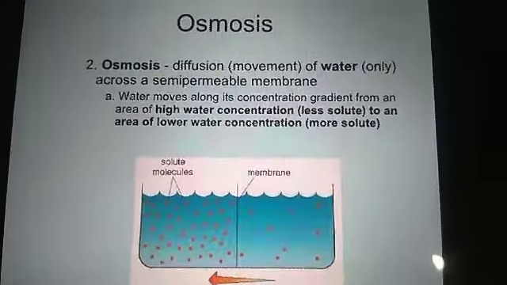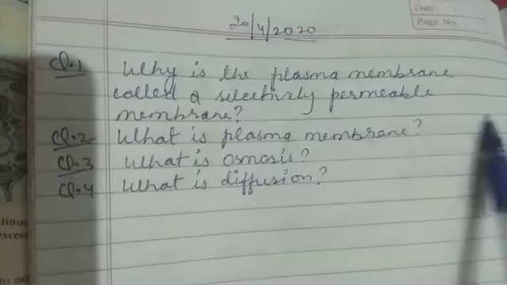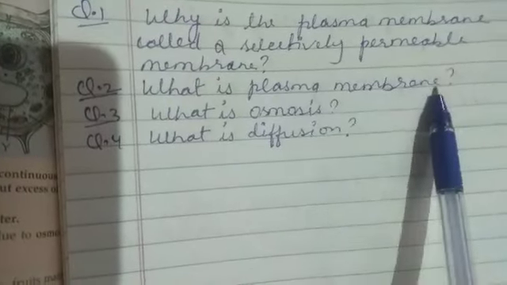Now let's check our knowledge by looking at some questions. Question number 1. Why is the plasma membrane called a selectively permeable membrane? Question number 2. What is plasma membrane? Question number 3. What is osmosis? And question number 4. What is diffusion?